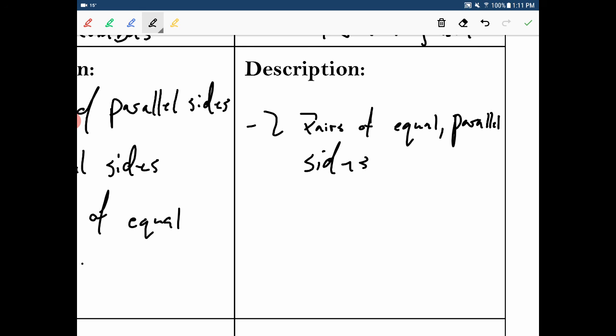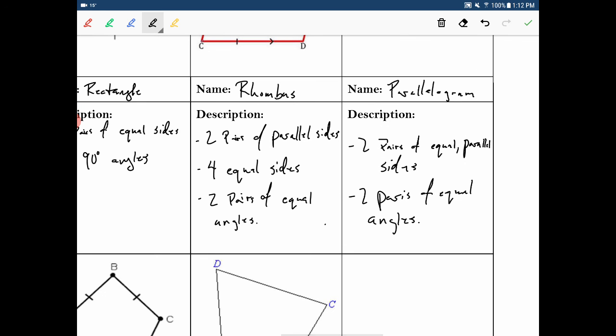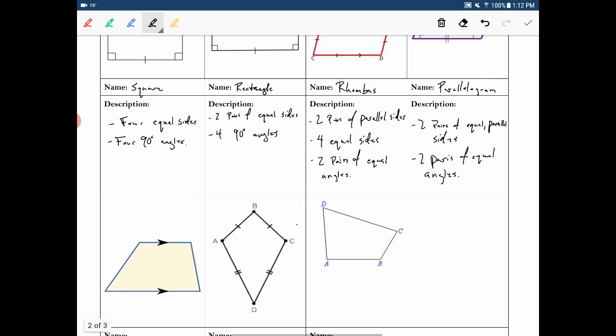What else we got? We got 2 pairs of equal angles, and they're not necessarily 90 degrees. If they are 90 degrees, that would be a rectangle. If the sides are also equal, then you get yourself a square.